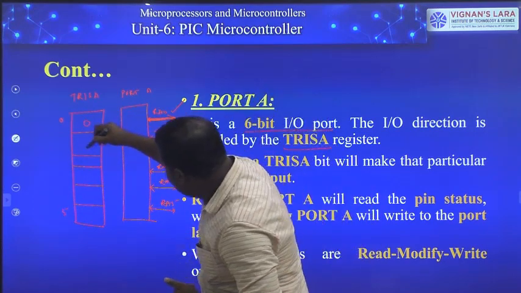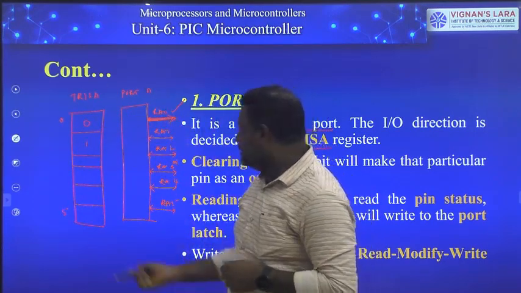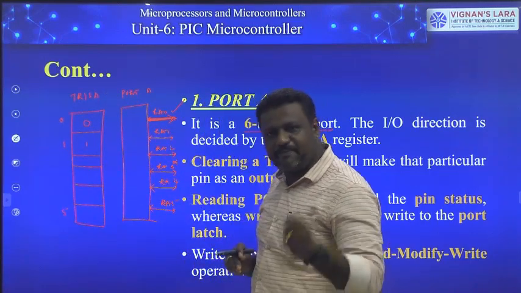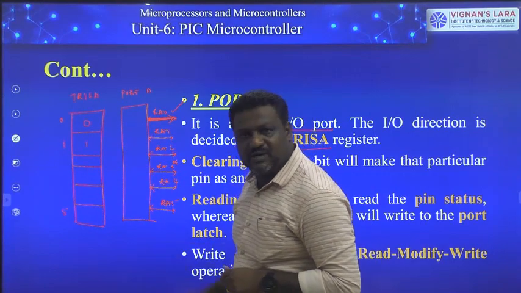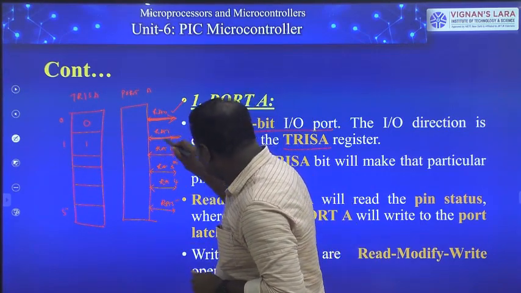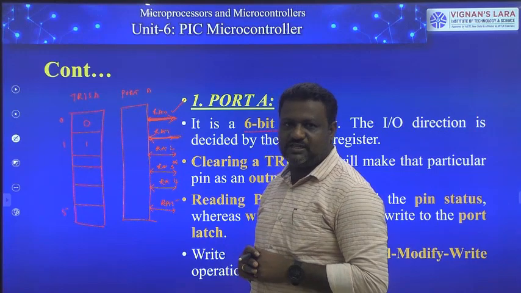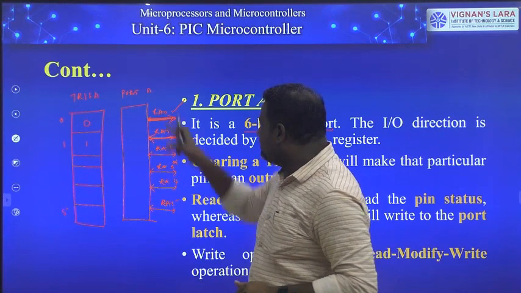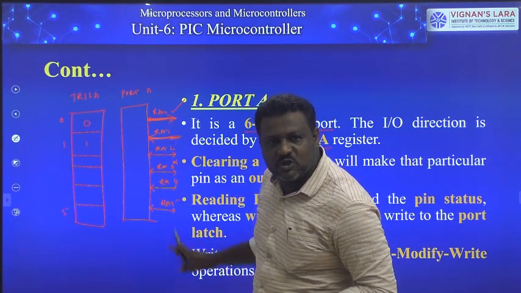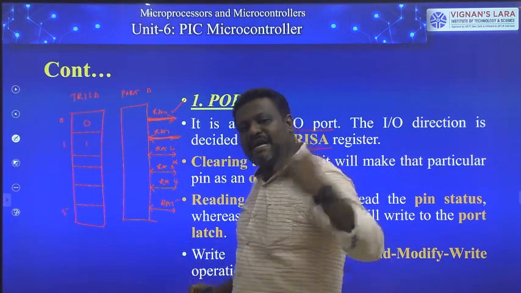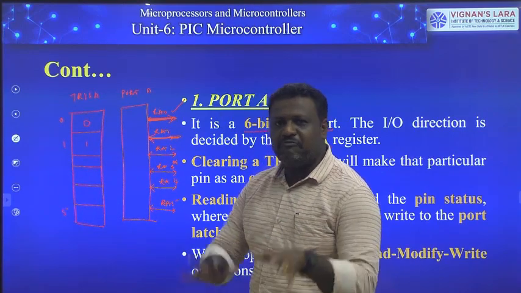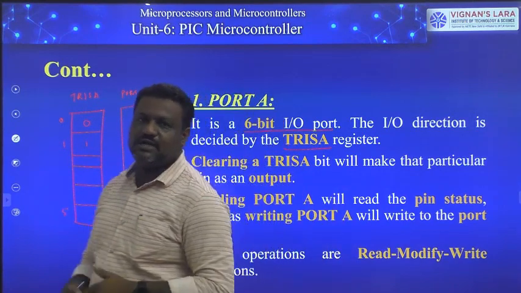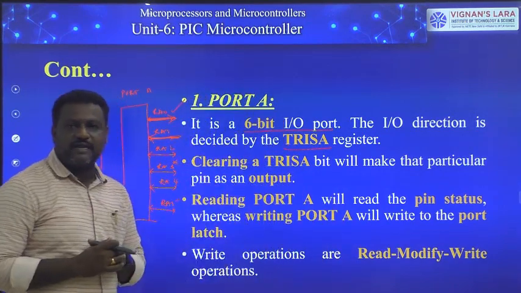If you make a bit 1, this is bit 1 of your TRISA, dedicated to pin RA1. Once this is 1, no doubt this particular signal is defined as an input signal. That is the meaning of this. That means I can program the port A signals RA0 to RA5 individually, either as input signals or output signals, with the help of TRISA bits. You have to remember that. That is the meaning of this second point.